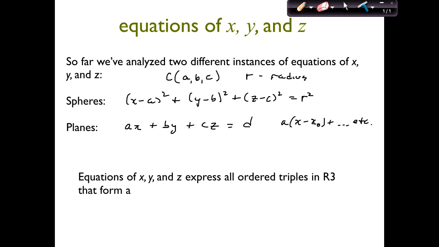So this is the idea of surfaces. Equations of x, y, and z express all ordered triples in R3 that form a surface in space. So spheres and planes are like apples to apples. They're both surfaces in space, so their mathematical representation is similar: an equation of x, y, and z. A line is a different animal. You don't have an equation of x, y, and z for a line. What you have is a vector equation of one variable t. But today we're going to focus on surfaces, two of which we know already, spheres and planes.